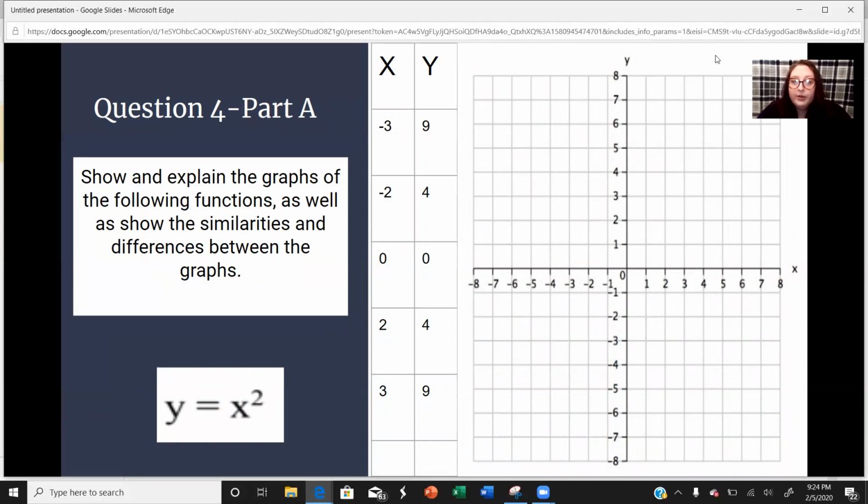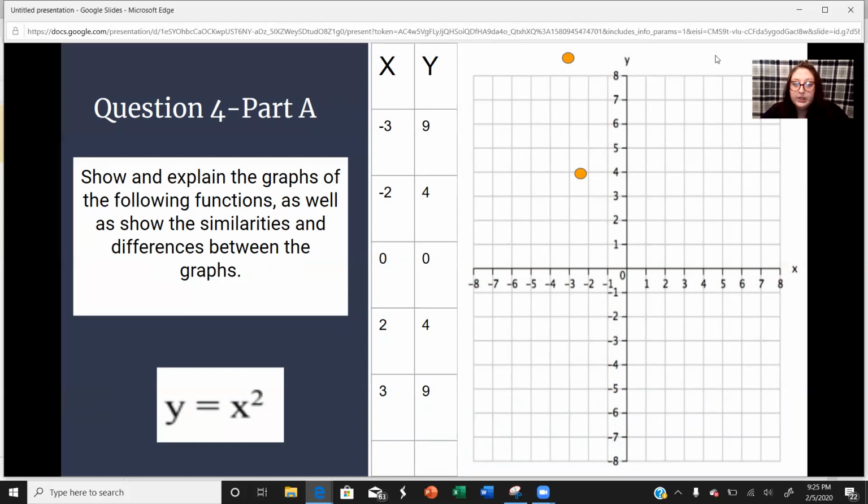So if we're doing negative 3, that would be our x, and then the y, we're going to have to square what our x is to give us our y. So negative 3 squared is a positive 9. So we will go ahead and plot that point, which is going to be over 3 to the left and up 9. And our negative 2 squared is 4. So our point is going to be negative 2, 4.